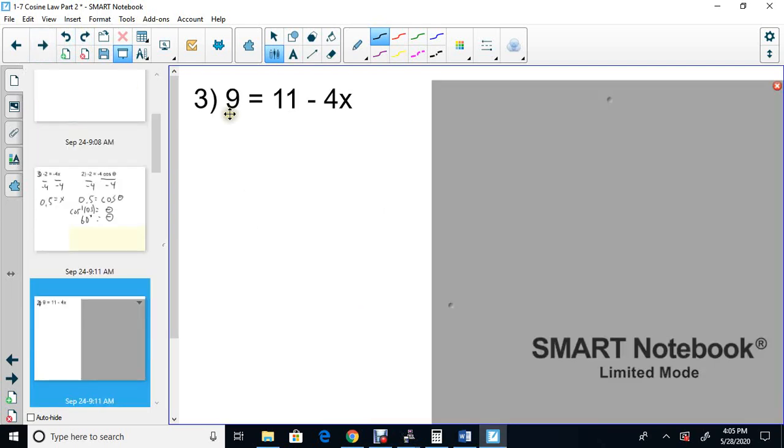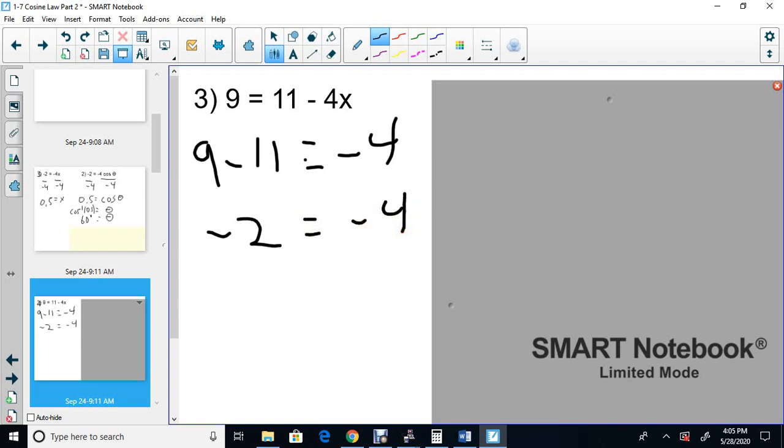Number 3 now. Now all of a sudden you've got this: 9 equals 11 minus 4x. Well, in grade 9 or somewhere along the line, you should have realized I'm going to bring this 11 across, so it becomes minus. So minus 11 equals negative 4x. Some of you would have put minus 11 on this side, minus 11, and then you get minus 2 equals negative 4x. Divide by negative 4, divide by negative 4, and you would have got x equal to 0.5.